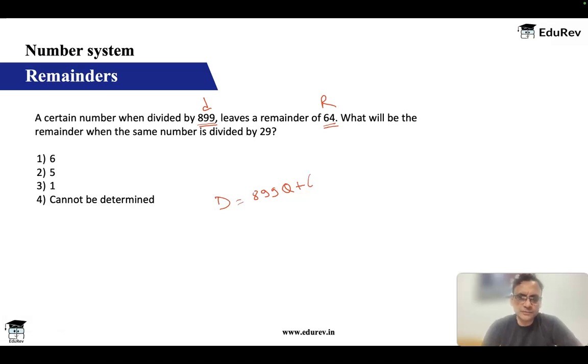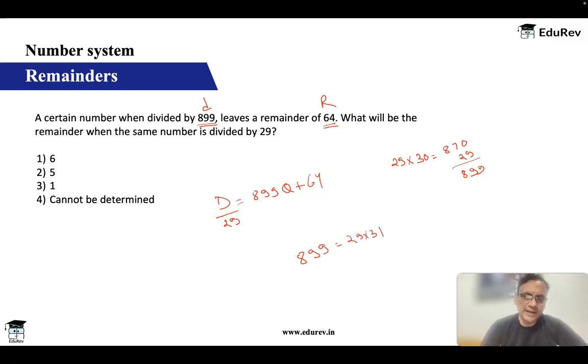So this is 64. Okay, now when I divide this number by 29, first you'll have to check the relation between 899 and 29. What is here? 29 into 30 is how much? 290, 580 and you'll have 870. Okay, and if you add 29 more, you'll get 899. So basically 899 is nothing but 29 into 31.